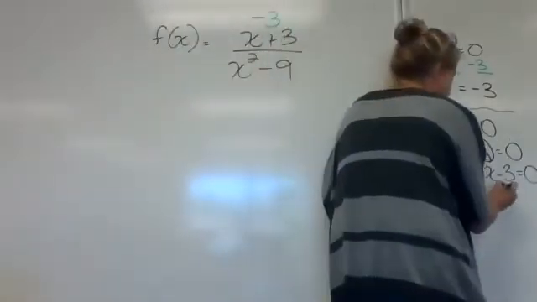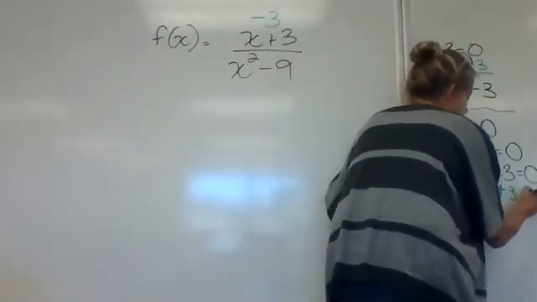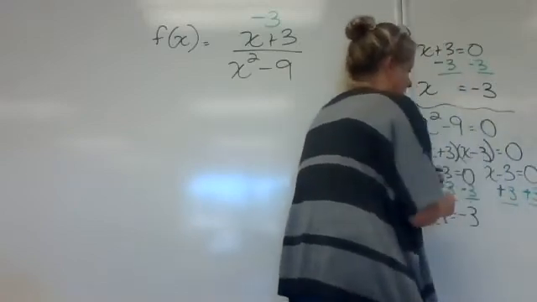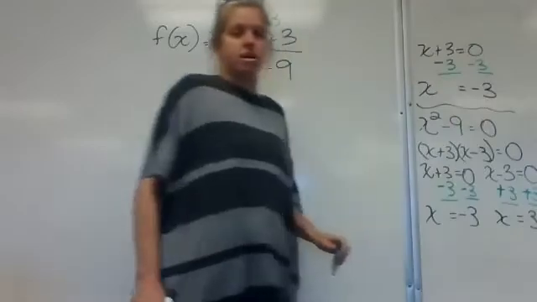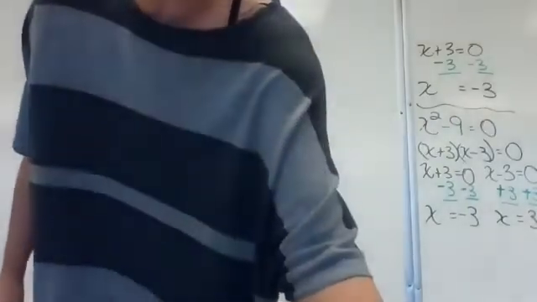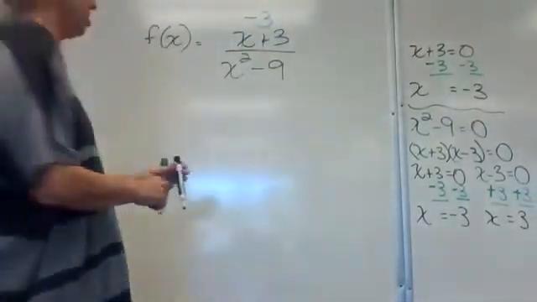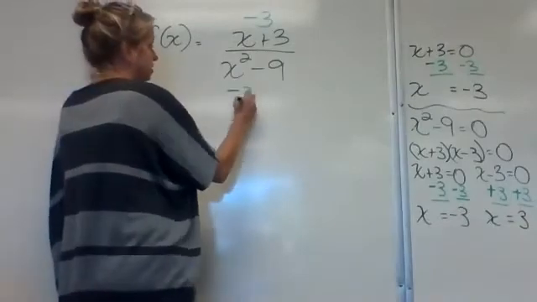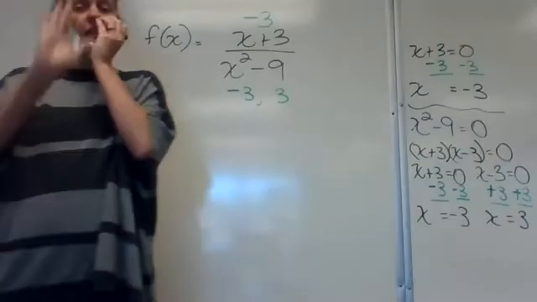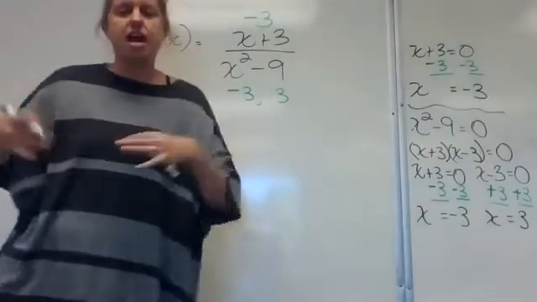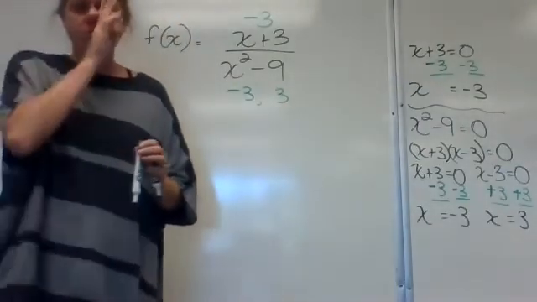And this one, I'd have to add 3 to both sides. So x equals positive 3. So those are the zeros of the denominator, negative 3 and positive 3. Again, I'm just going to do that legwork up front because it's going to help me with the questions.